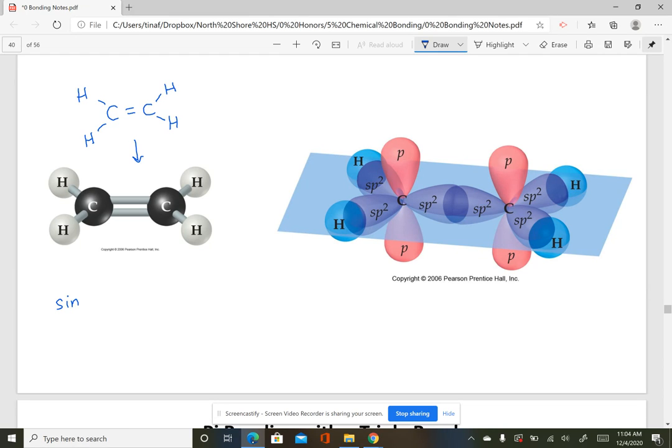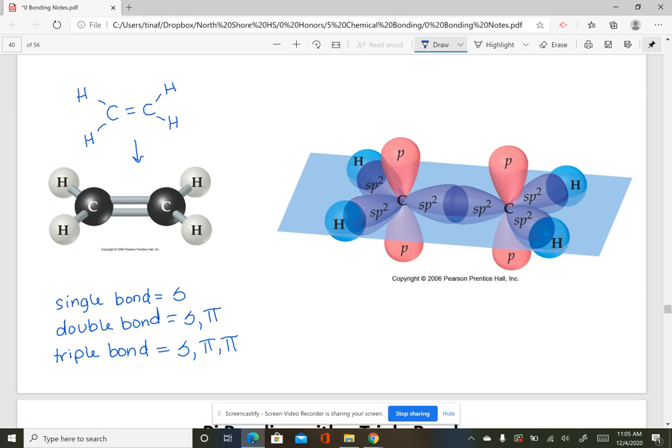If it's a single bond, it's a sigma bond. If it's a double bond, you have a sigma and a pi bond. And if it's a triple bond, it's a sigma and 2 pi bonds. Because in each one, you have more and more stuff overlapping.